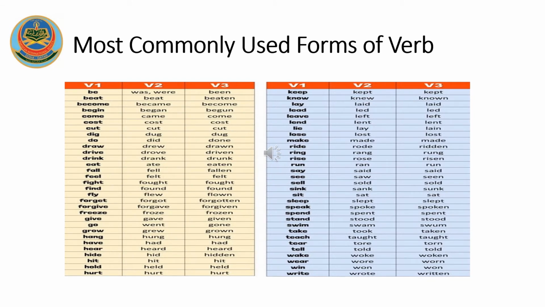My dear students, this is a very important list of most commonly used forms of verbs. We are mainly concerned with the first column for our today's tense, that is present simple tense.